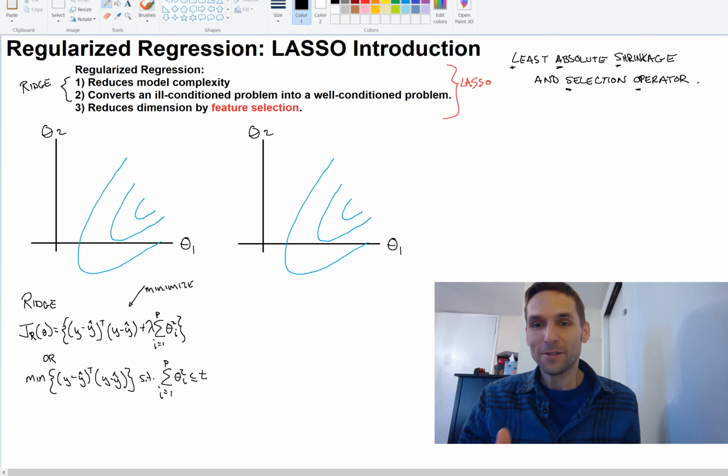Hi, welcome back. So remember that we just finished studying ridge regression, which was a type of regularized regression. And there's going to be another type of regularized regression we're going to study, and that's called the lasso. So that's where we're going to start here. Let's check it out.